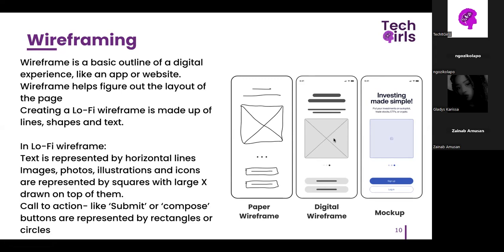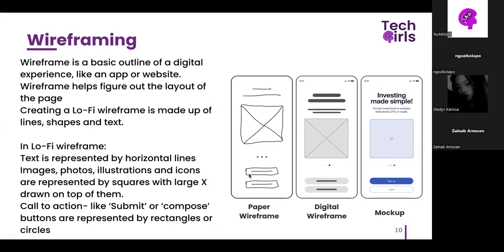So that's what they are trying to tell us in this icon, I mean, this wireframe that we're looking at. Then the call to action button. Call to action is when you have the submit, delete, cancel, okay, or something like that, that you need to click so that an action will take place. The call to action buttons, like submit or compose buttons, are represented by rectangles or circles.